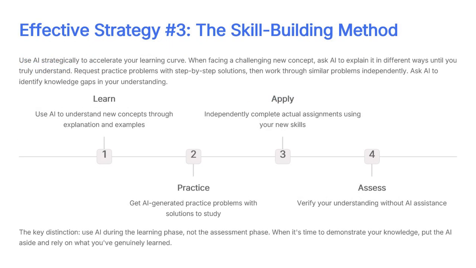Alrighty, and then strategy three, the skill building method. Use AI strategically to accelerate your learning curve. When facing a challenge or a new concept, ask AI to explain it in different ways until you truly understand.